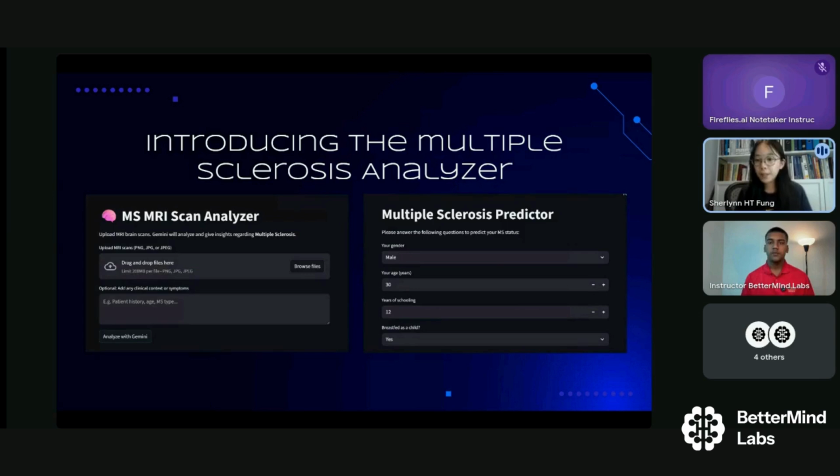So our project is separated into two parts. First of all, as you can see on the left, the MS magnetic resonance imaging scan analyzer, where you upload a brain scan to receive real-time detection of MS brain lesions. And second of all, it's a multiple sclerosis predictor, where patients insert their personal information to obtain further analysis on their risk of MS or their MS status. And it's also applicable to clinicians as well.